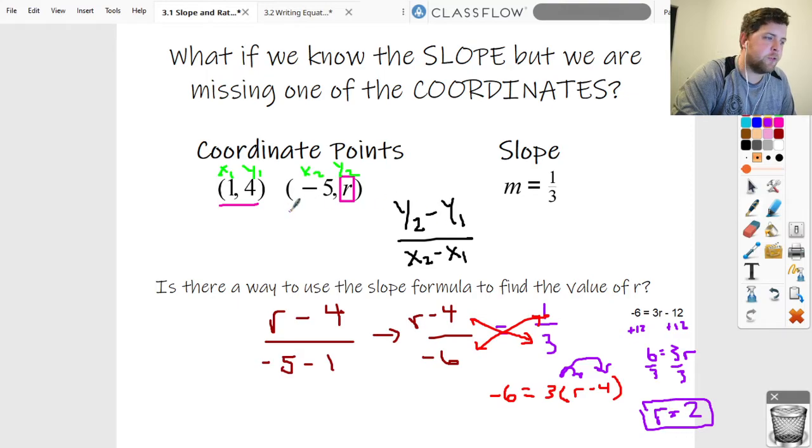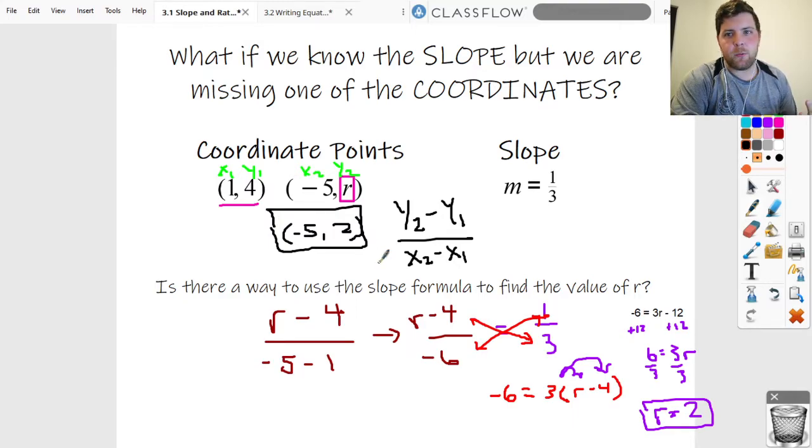If r is equal to 2, we can simply plug this back into the point, and we've got our point -5, 2. So that's how we can find our missing point if we know our slope and we're given a part of another point as well.